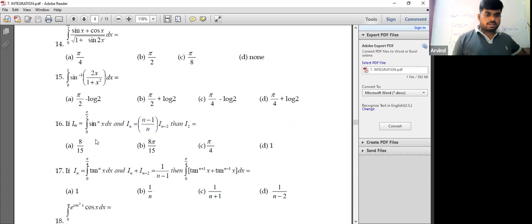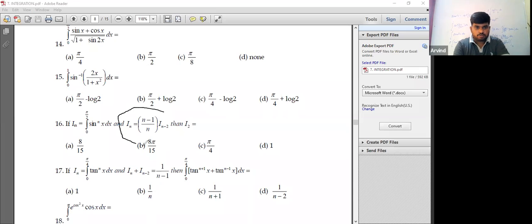I n, integration, is given, and I n is equal to (n minus 1) by n times I n minus 2. We need I 2, so we just put 2 in place of n. Here, 2 minus 1 is 1, and the denominator becomes 2. So it becomes 1 by 2 times I naught, because 2 minus 2 is 0. So I naught.